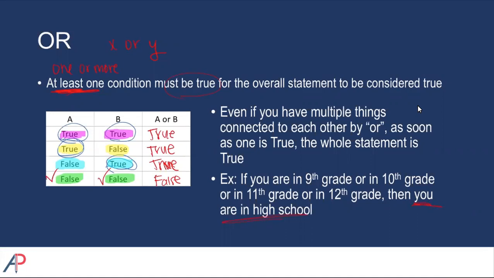However, I also know that there's some junior high students here, there's some 7th graders. So if you take a look at this, if you are in 9th grade, this would be considered false for the 7th graders, or in 10th grade, this is considered false for the 7th graders, or in 11th grade, this is considered false for the 7th graders as well, or in 12th grade, this is considered false for 7th graders as well. Then this right here, you are in high school, would not apply to the 7th graders because every single statement, every single proposition inside of that conditional was false. So regardless if it was an or, that was just false.